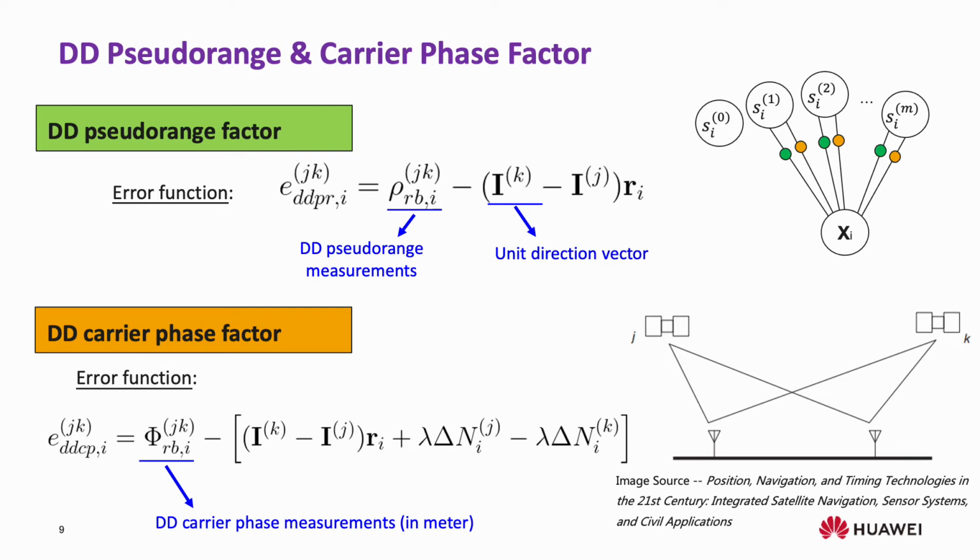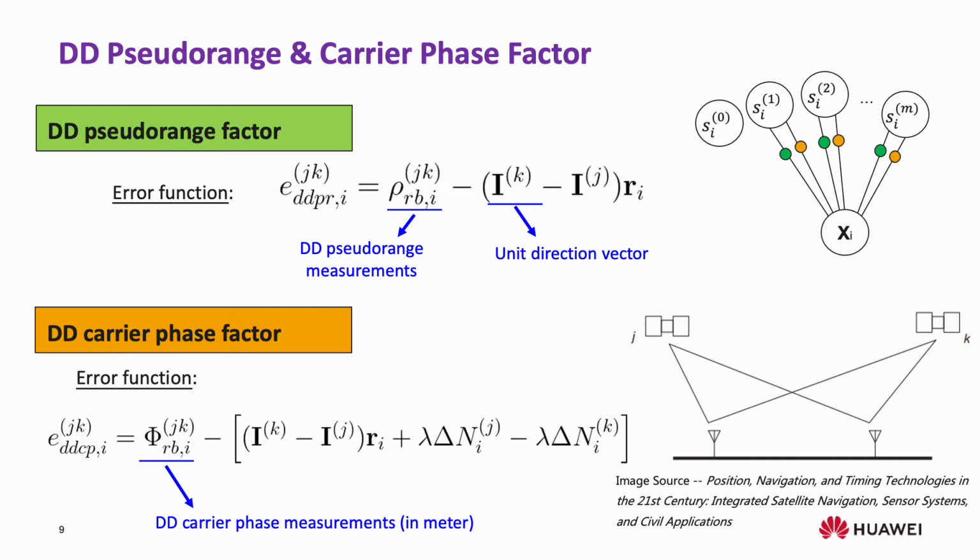By a single difference for the same satellite between the rover and base station, the satellite orbit error and clock error can be eliminated, and the atmosphere propagation error is mitigated. And by one more difference with the reference satellite, the double difference, the clock bias offset between the rover and base station can be further eliminated, leaving only the ambiguities for carrier phase. Now back to the factors.